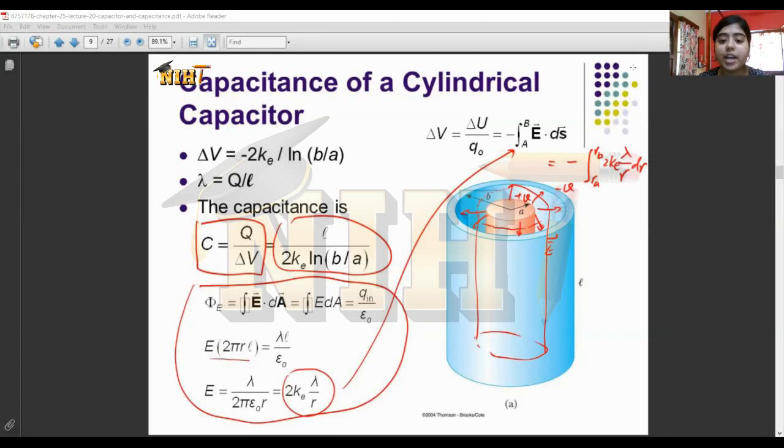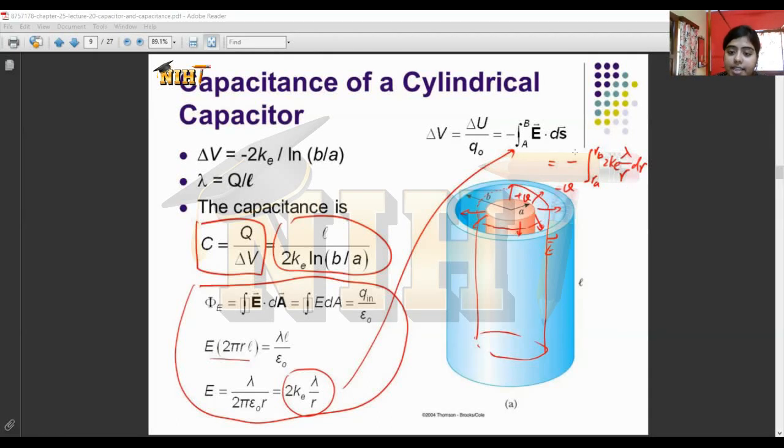So here you can see that delta V is equal to minus the integration from A to B of E dot ds. Here we have to take the radius from RA to RB, right? RA is the radius of plate 1, and RB is the radius of plate B. We have placed the value of the electric field intensity, which is lambda by R into dr. So we are going to integrate it over the radius.